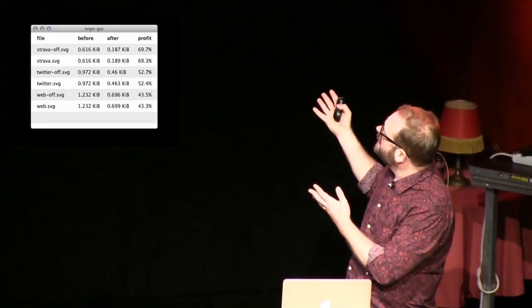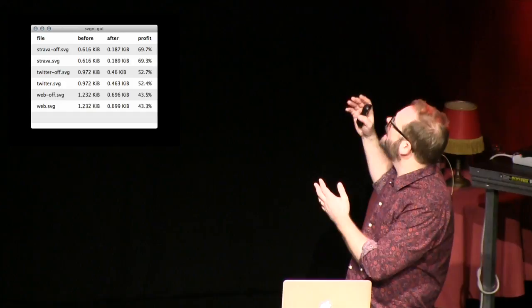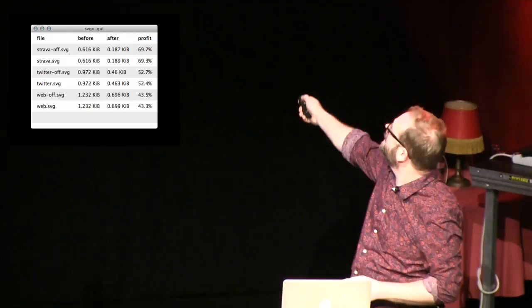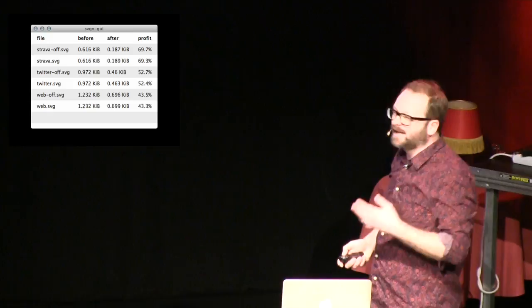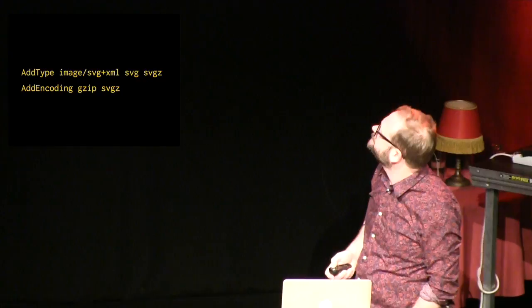There's things like SVGO GUI, which is what I use sometimes, where you can just literally shove a load of SVGs in it and look at some of the savings you can make. It gets rid of all the cruft, all the bits of Illustrator that you don't want. But it can also mess your artwork up, so you have to be careful. Just make sure that you check it afterwards.